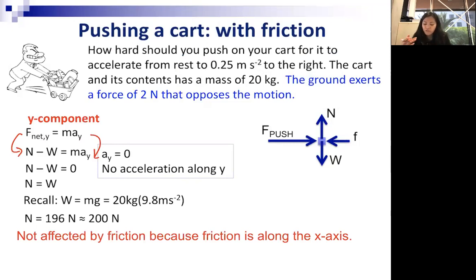So you can see here that the friction did not affect the forces along the y, because the friction was along the horizontal, whereas the normal force and the weight force were along the y. And that's why we need to separate the analysis along the horizontal from the analysis along the vertical. We often have to write Newton's second law in two forms, x component and y component, and never combine forces along the horizontal with forces along the vertical. They should be separate.